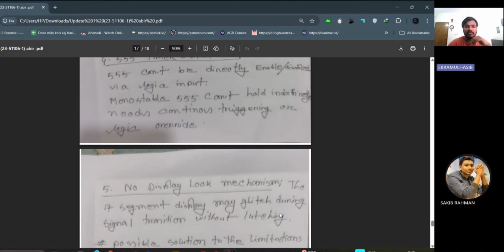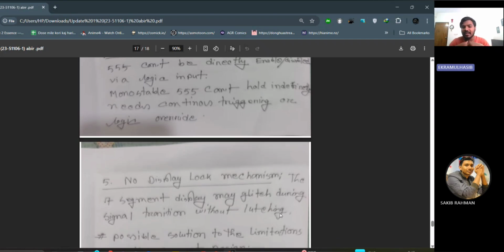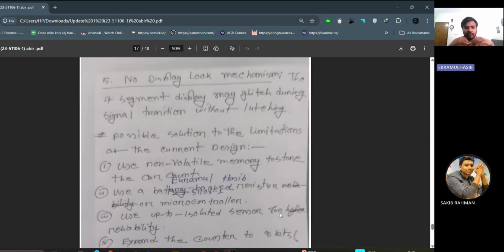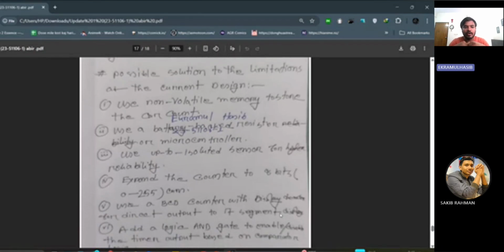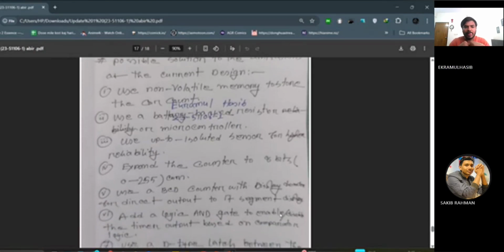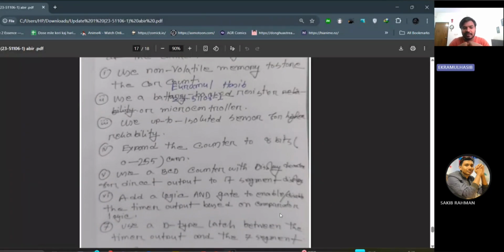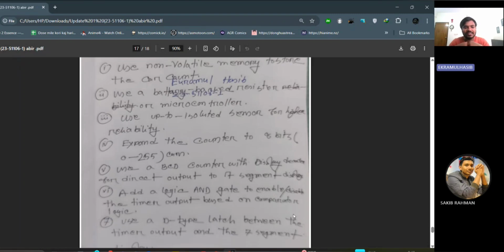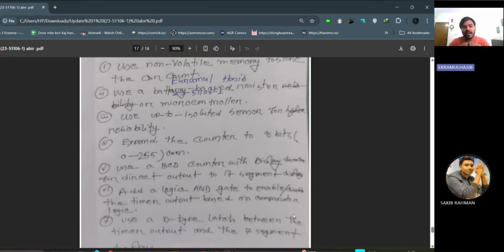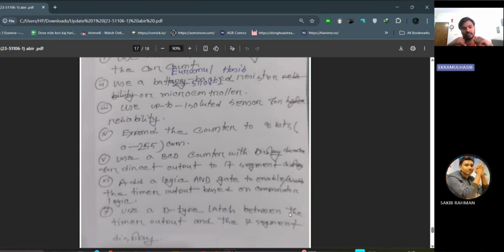Then modification, replace 555 timer with a microcontroller for better timing control and programmability. Integrate sensor with microcontroller to add features like data logging and monitoring. To use the system in larger parking areas, we need to add more sensors and split the area into zones, and each zone can have its own sensor and display.